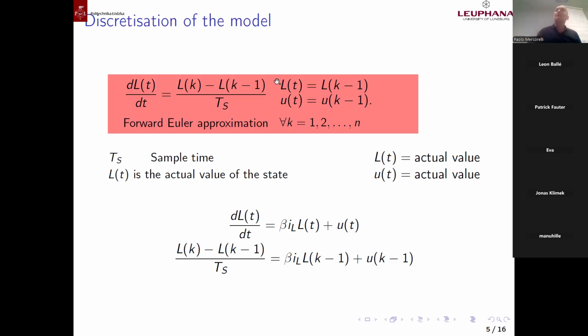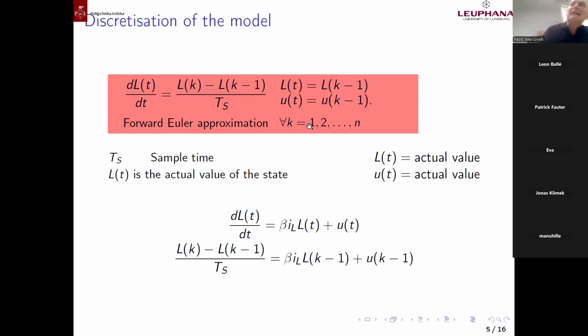Look, if you consider that the money L of t can be written in this form here, L of k minus 1, and the input, deposit or withdrawal, can be written as U of k minus t. So think about k minus 1 multiplied by t of the ts. But typically we didn't put ts here inside.